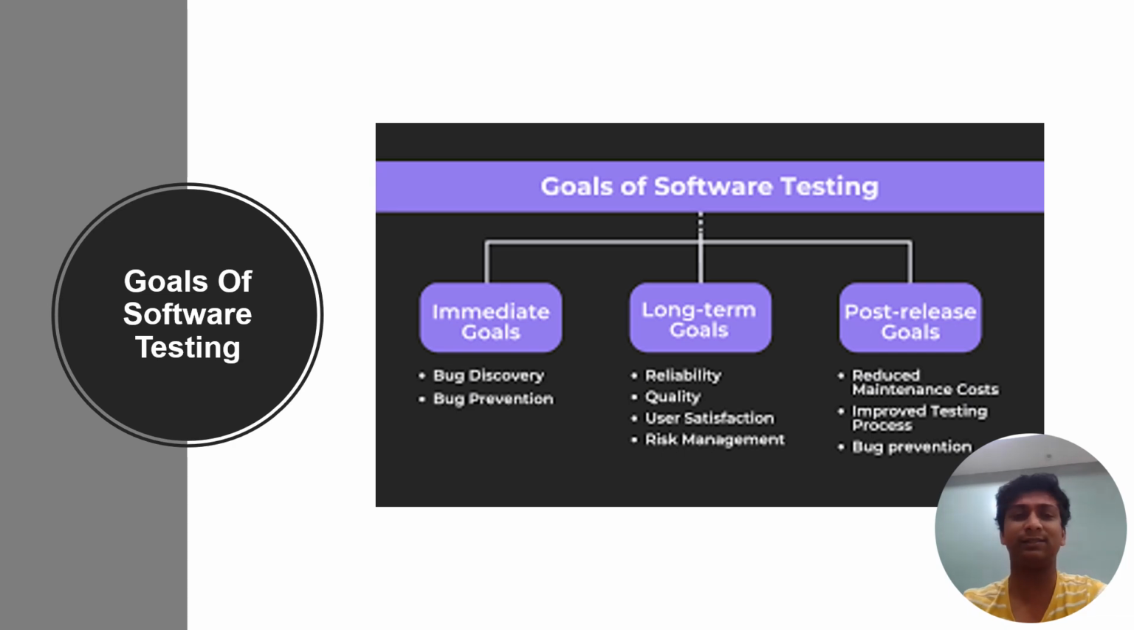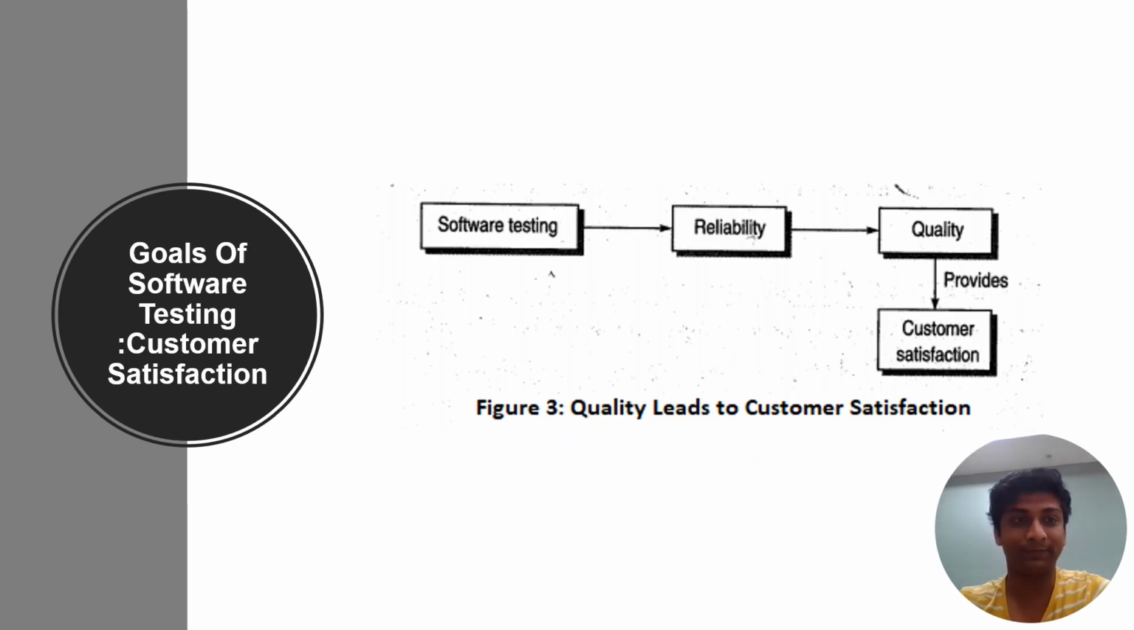So it is a system, right? It can have some issues, but not initially when you buy it, right? Improve testing process. In this, your testing process should be improved. Like your earlier version and your current version should have something more, right? Or else why would you sell it, right? Bug prevention, as I have mentioned, we'll discuss it later. Let's go to the next slide.